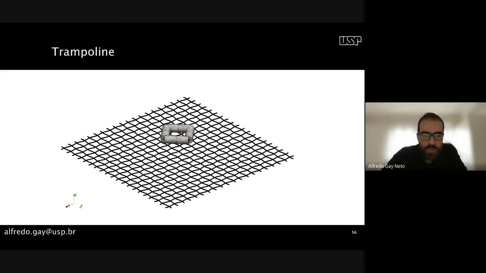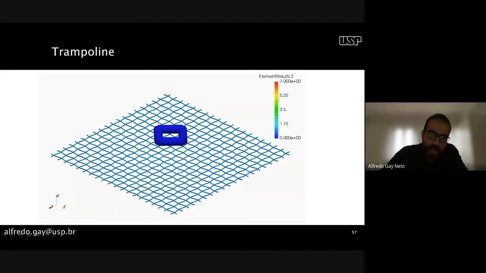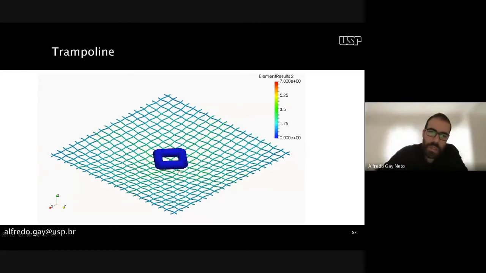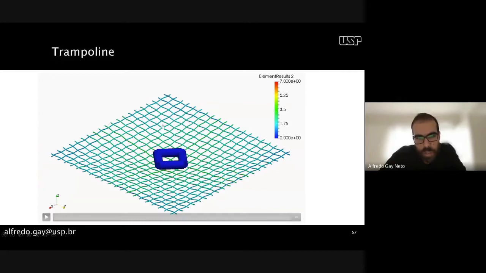Here is a trampoline. Actually, this is a projectile made of beams, and all this is made of beams as well. So you have some nice, interesting patterns like this. You just drop it, and have these patterns of going up and down and so on. So all these regions here, every point here, have this contact interaction taking place between the beams' surfaces, and also the interactions between the projectile itself and the trampoline.